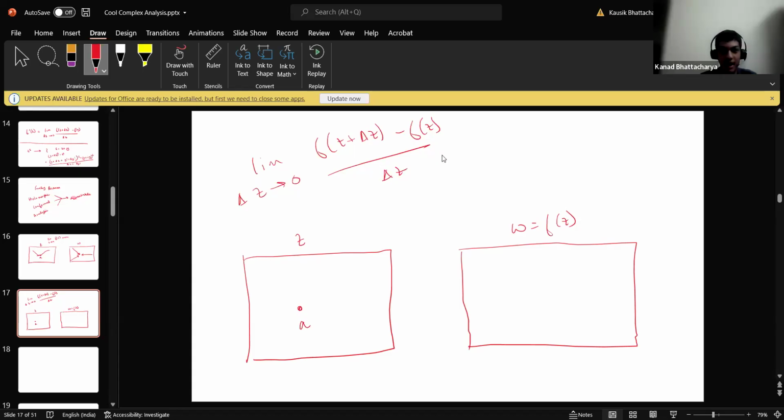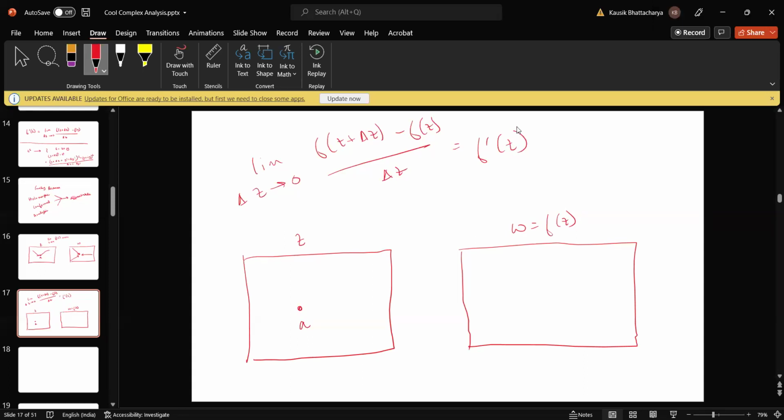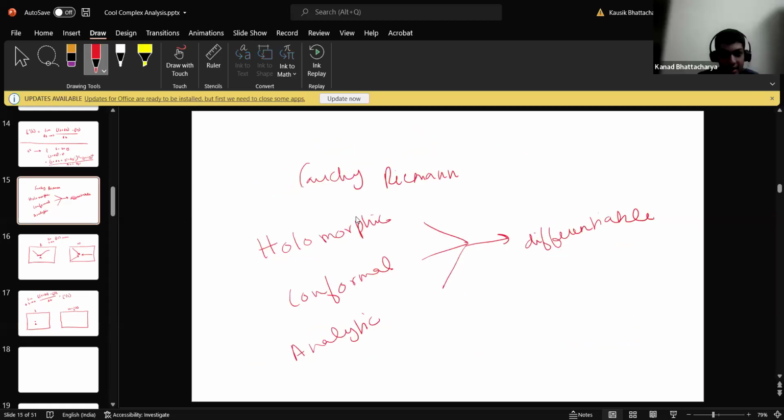I just defined what the limit is once again. I was just reiterating. Nothing special, basically. One thing that I said is that if a function is holomorphic, conformal, or analytic, all these three terms mean the same thing, with some nuances in the context of complex numbers. They mean the function is differentiable, basically.